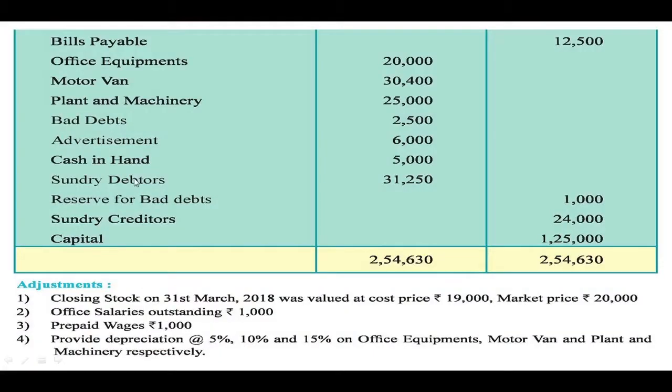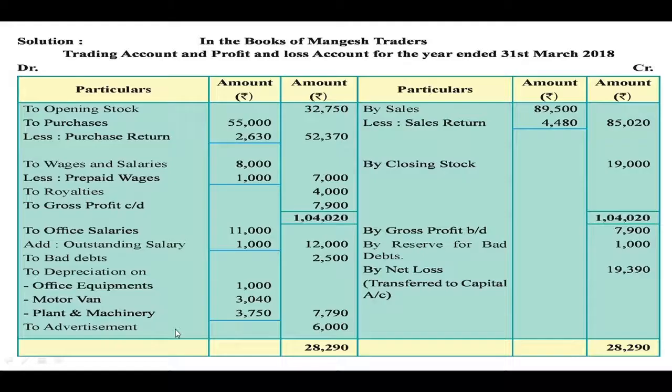Then next, prepaid wages. These are the wages paid in advance. Now wages and salaries we have recorded on the debit side of the trading account. Since this is not related to this accounting period, we have to subtract. So wages paid in advance for the next accounting period are subtracted. So 1,000 is subtracted from rupees 8,000. So outer column 7,000.